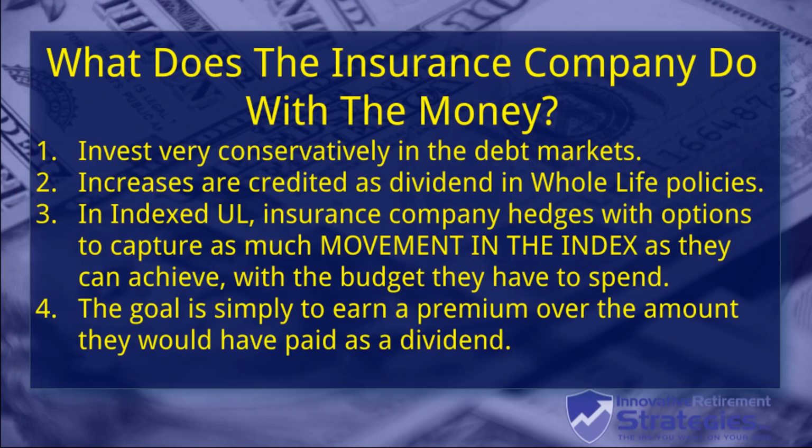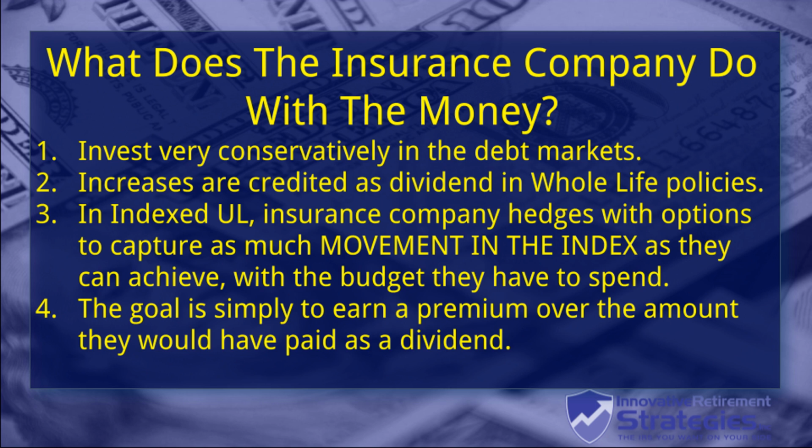And when I say money that they have to spend, it's dependent upon the interest that's earned on the underlying debt portfolio. So if interest rates are down and they're not earning as much interest, then they don't have as much to spend on hedging activities. So again, the goal of an indexed universal life is to simply earn a premium over the amount they would have paid as a dividend. That's it. So it's not intended to match the performance of an underlying index, and it really doesn't matter if it includes the dividends or not. It's just the options are looking at the movement in the market only.